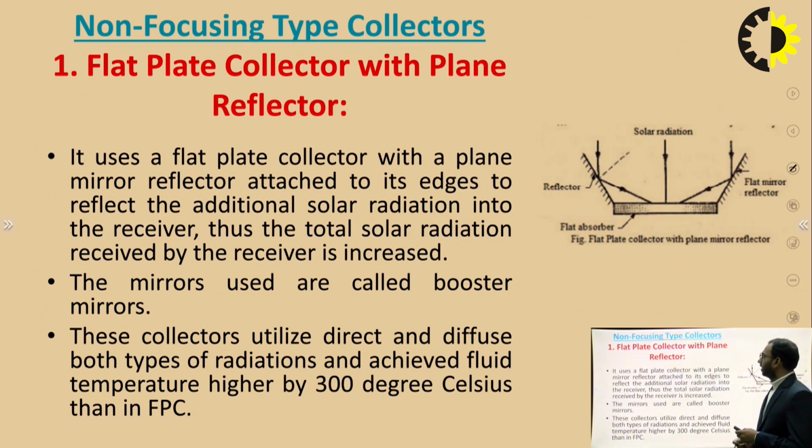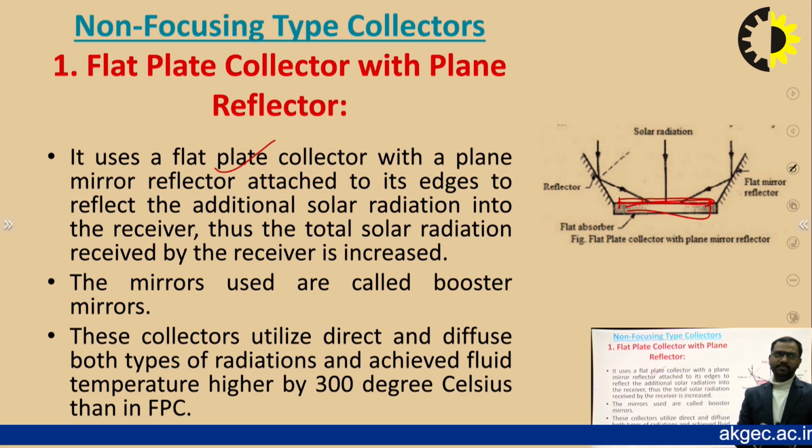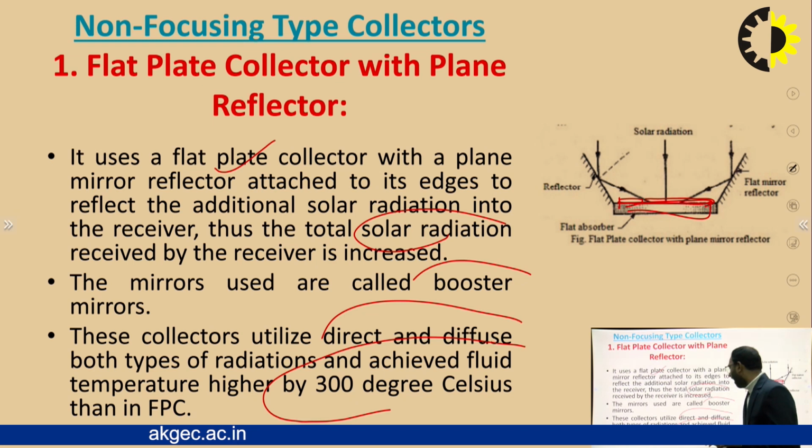Then if we are talking about non-focusing type collectors, the first classification is flat plate collectors with plane reflector. Basically it uses a flat plate with a plane mirror attached to its edge to reflect the additional solar radiation into the receiver, and thus the total solar radiation received by the receiver is increased here, and the mirrors used are called booster mirrors. These collectors utilize both direct and diffuse radiation and achieve fluid temperature higher by 300 degrees Celsius than in flat plate collectors.